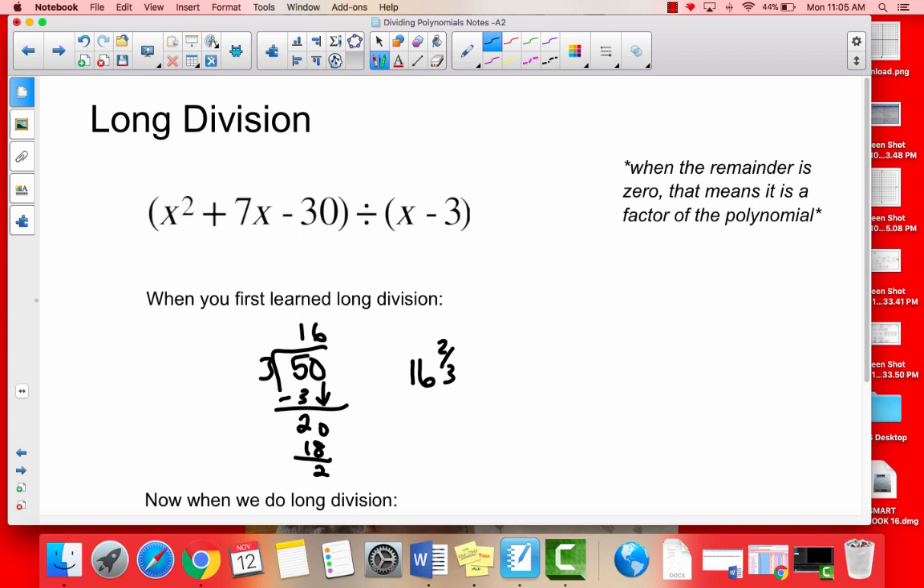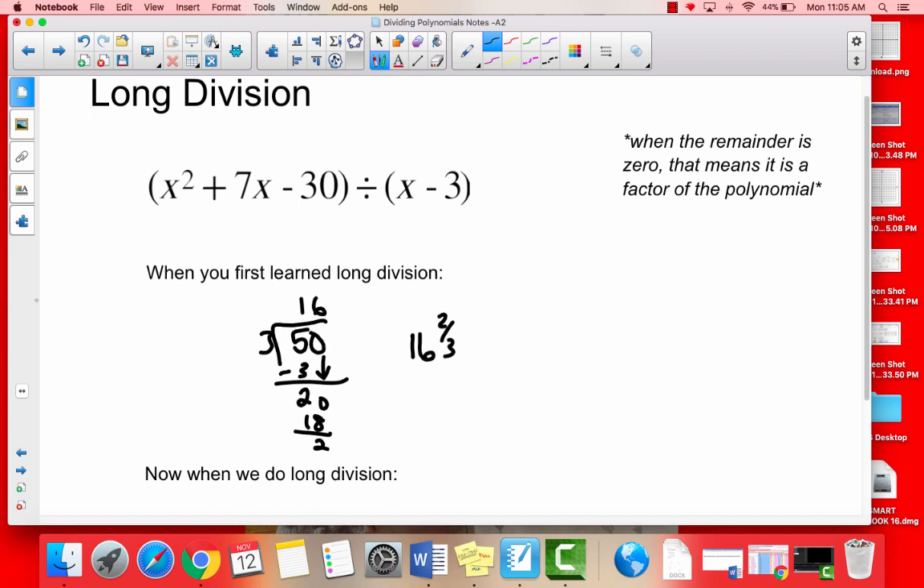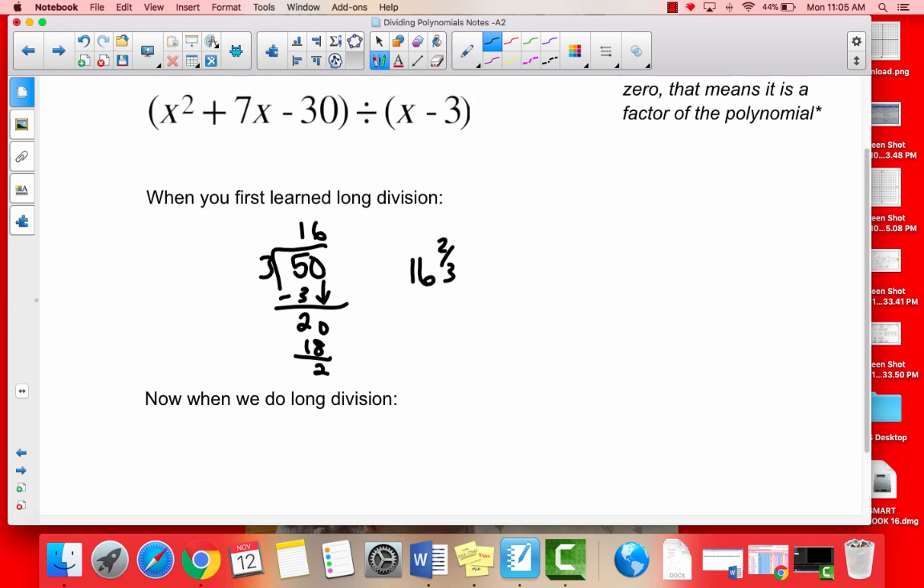This is how you learned to divide way back when you first learned about division. The same concept is what we're going to use here. We're just now going to have variables in it. We're going to have x's. So I'm going to go ahead and set this up just like I would in long division. I'm going to have x squared plus 7x minus 30 all divided by x minus 3.